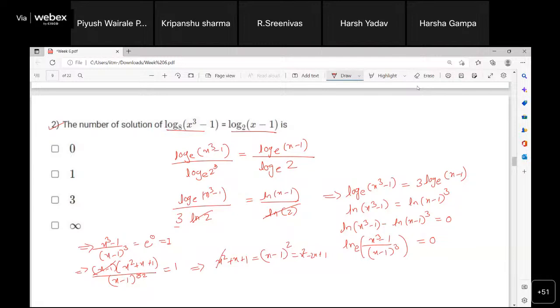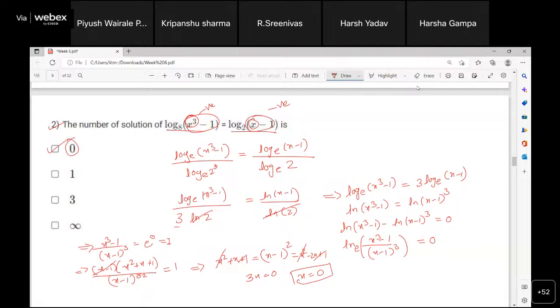Now x square cancels, 1 gets cancelled, so 3x equals 0. So I am getting x equals 0 as the answer. But x equal to 0 does not satisfy that. If we put x equals 0, this will become negative, right? So it is not in the domain of this particular function. So the number of solutions will be 0.